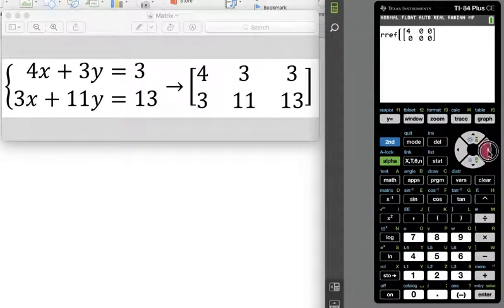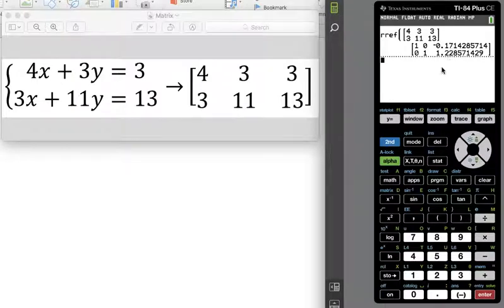So 4, just push the right arrow button, it'll take us to the next one. 3, 3, then here's kind of cool, if you just push over, it'll jump down to that next row. So we have another 3, 11, and 13. I'm going to push over, and now we're ready. So let's push enter. It did elimination for us very quickly.